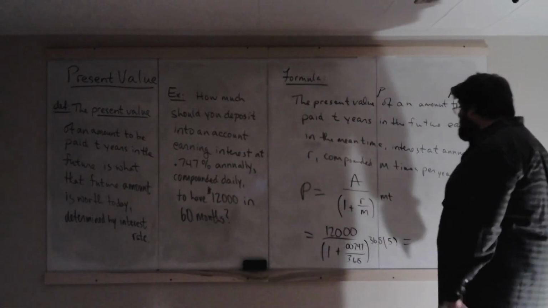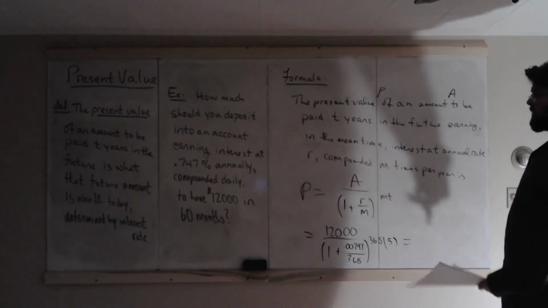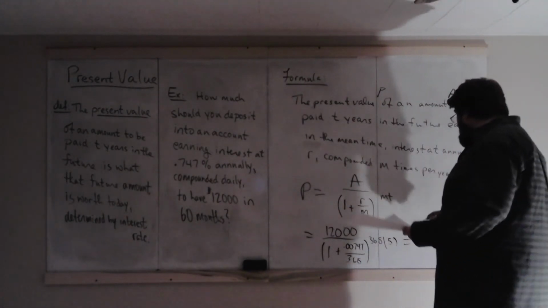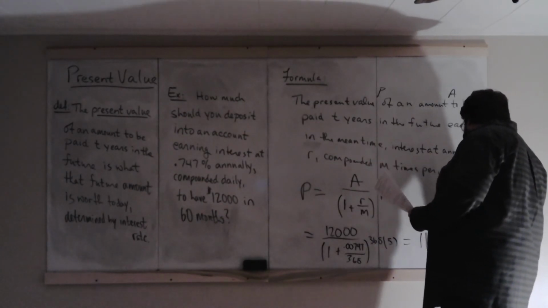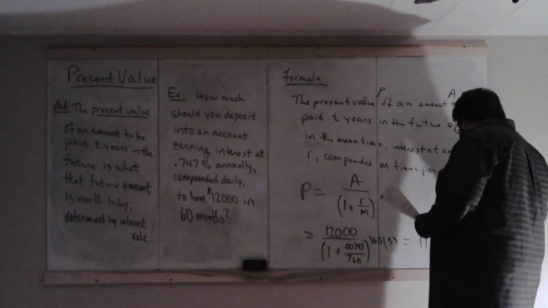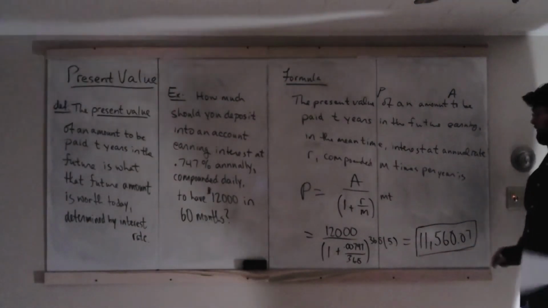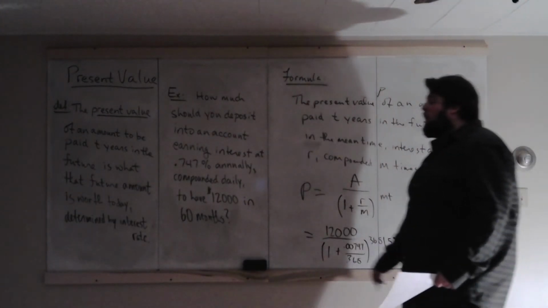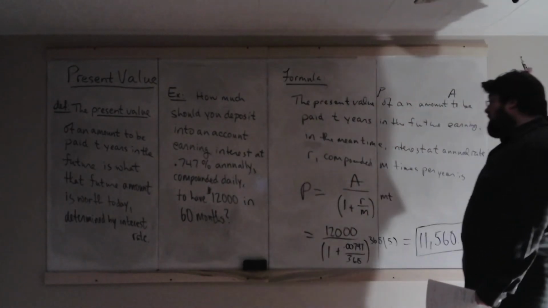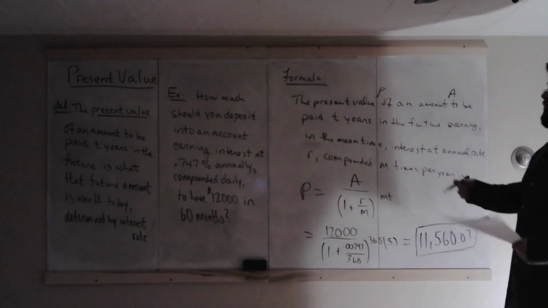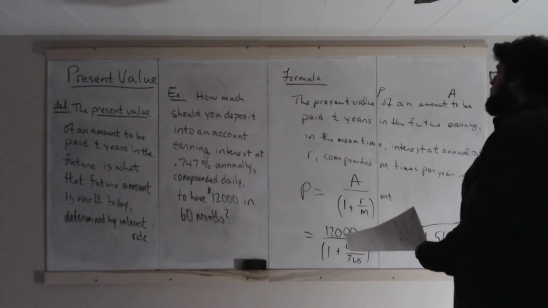So 365 times 5. And our answer here, we should expect an answer less than $12,000 because it is earning interest. And in this case, yes, the answer is less than $12,000. It's not much less, 11,560. You can attribute that to the low interest rate. But here, another formula that you should get used to with the variables and the types of questions.